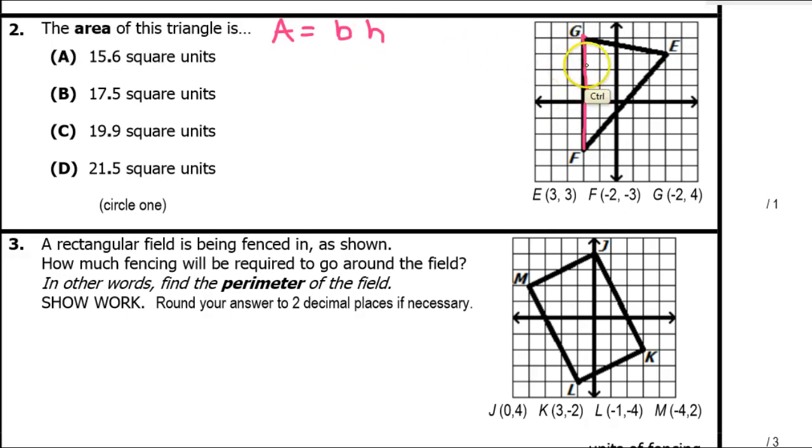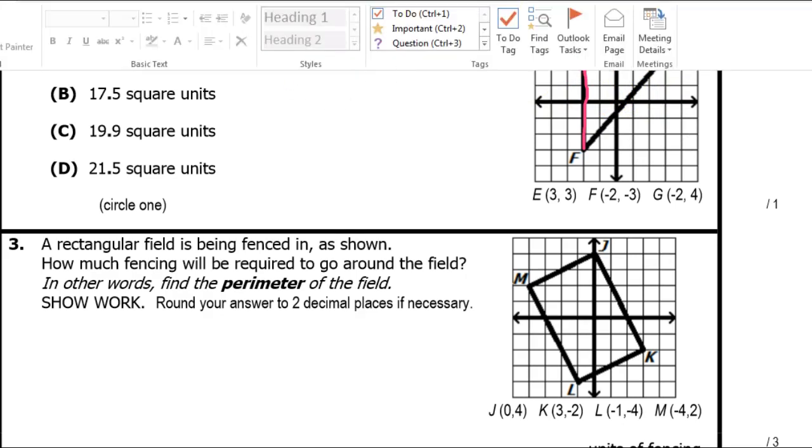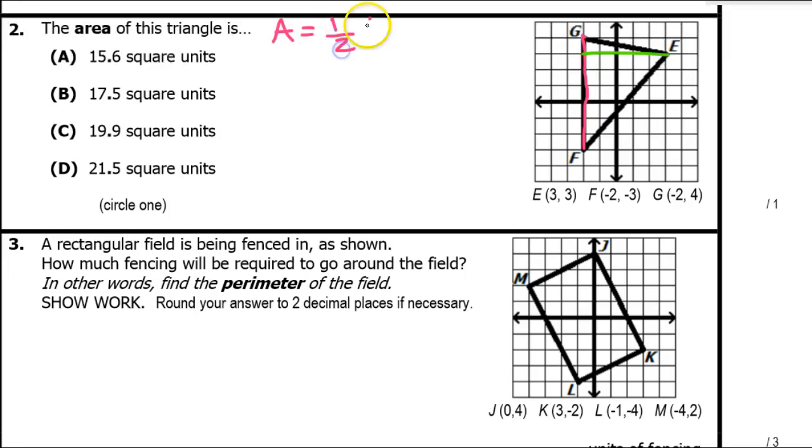Now the height has to be perpendicular to that, and it needs to reach the vertex that goes across from it. So this has to be the height. Once I've chosen GF for the base, then this green line is the height. I have no choice on that. Area is 1/2 base times height for a triangle. So the area is going to be 1/2. The base here is 7. The height is this green line, which is 5.